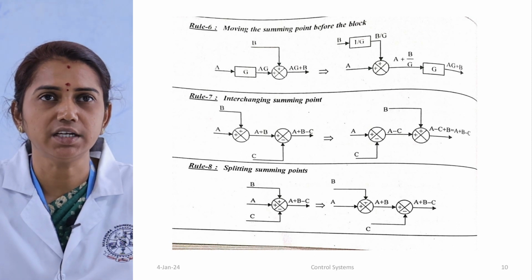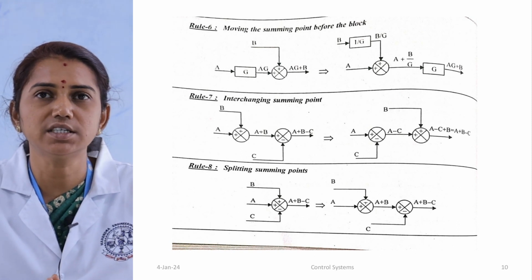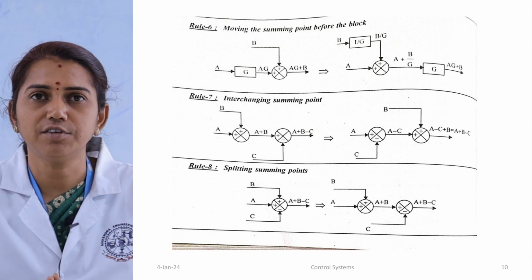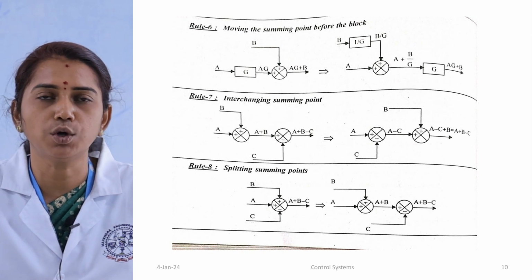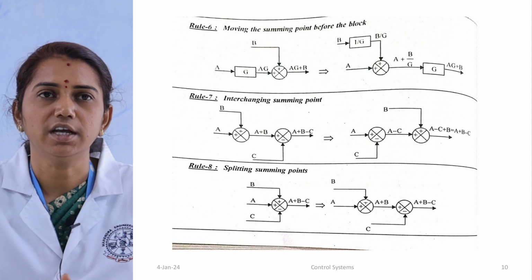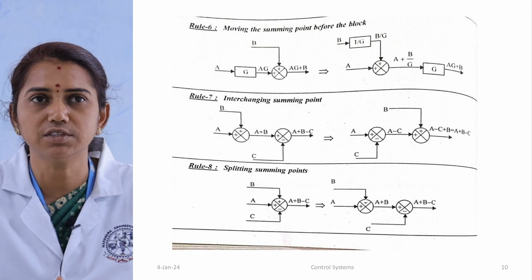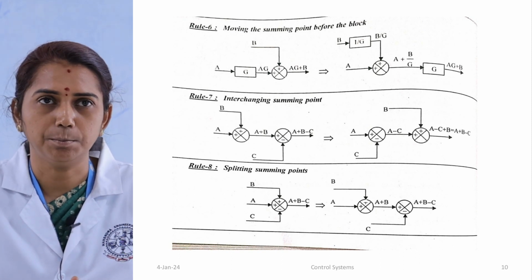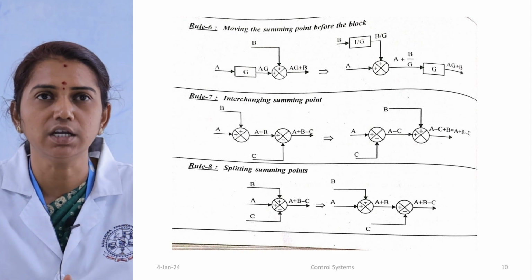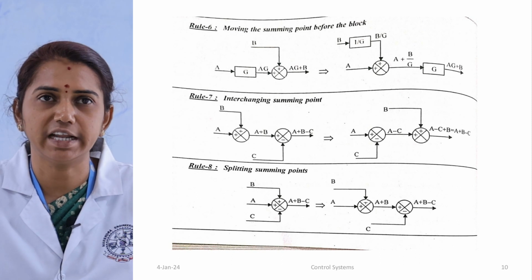Next, rule number 7, interchanging the summing point. Interchanging the summing point means here we are having two summing points, and we are just going to interchange them. The first summing point has the inputs A and B with a positive sign. The second summing point has the input C with a negative sign.